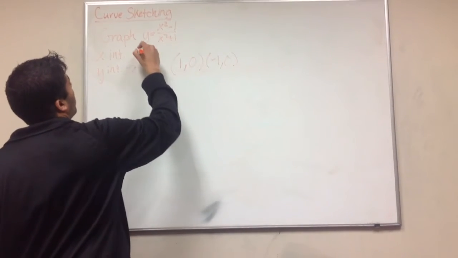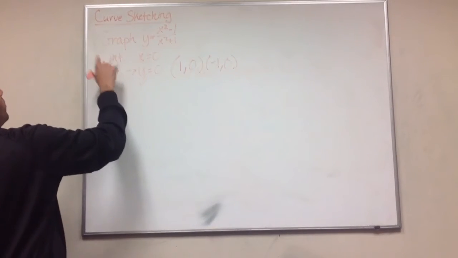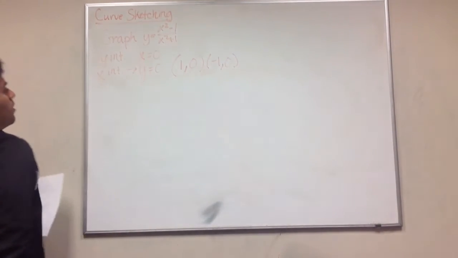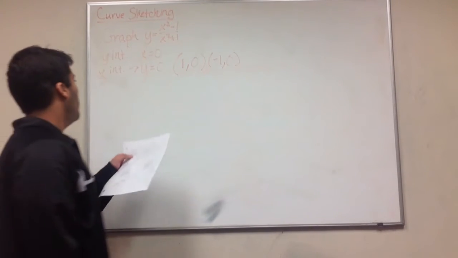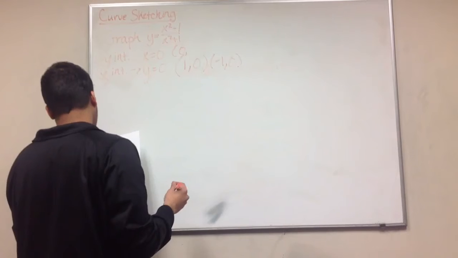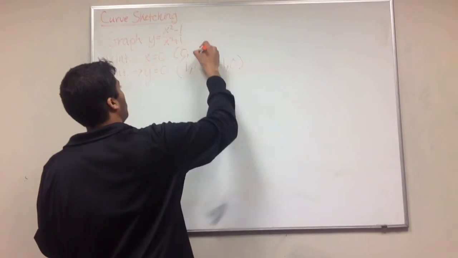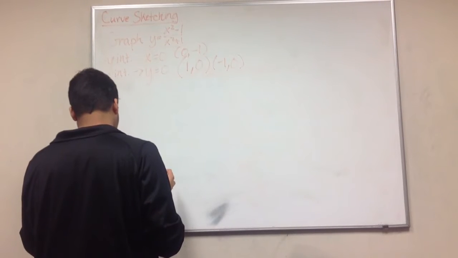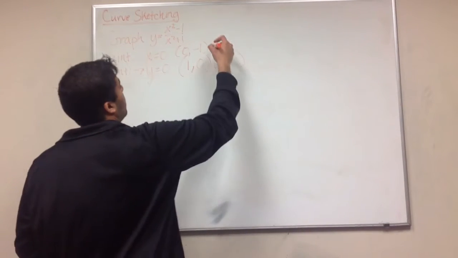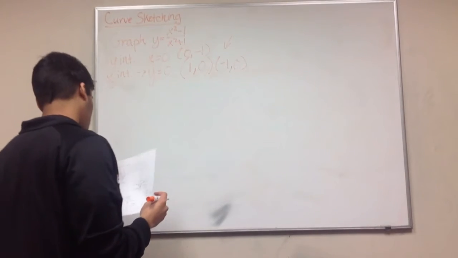Now set y equal to 0. This should be y, this should be x. No, that should be y, and that should be x. Alright, for this one, we're going to set x equal to 0. And if we did that, we have negative 1. And that's about it. So these are the points we're going to have on the graph.